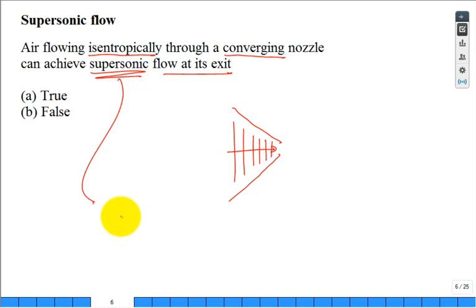What does supersonic mean? Mach number less than 1? No, that's subsonic. Mach number equal to 1? No, that's sonic. Mach number greater than 1, like 1.25, 1.5, 2.0, that's supersonic. So air flowing isentropically through a converging nozzle can achieve supersonic flow at its exit. True or false?